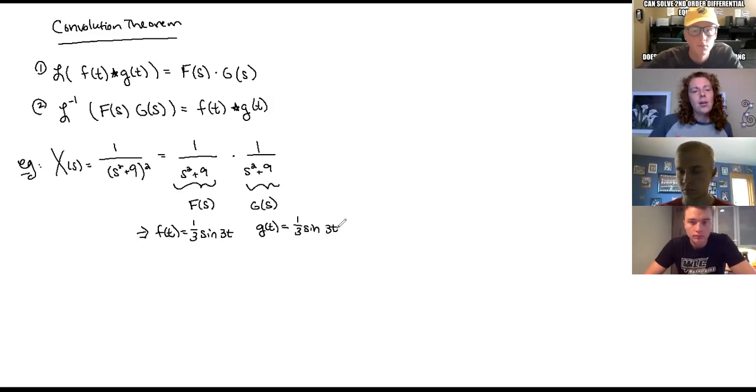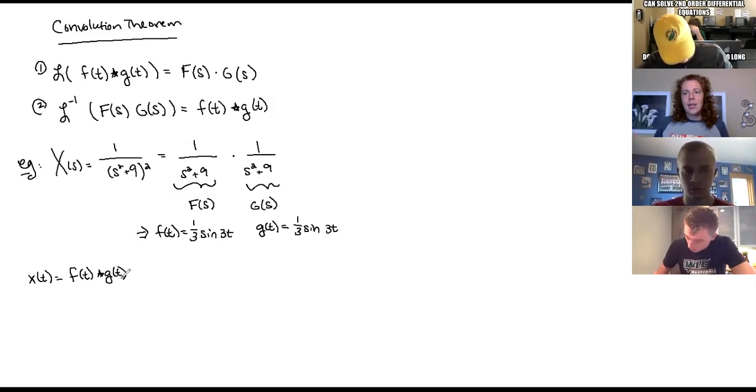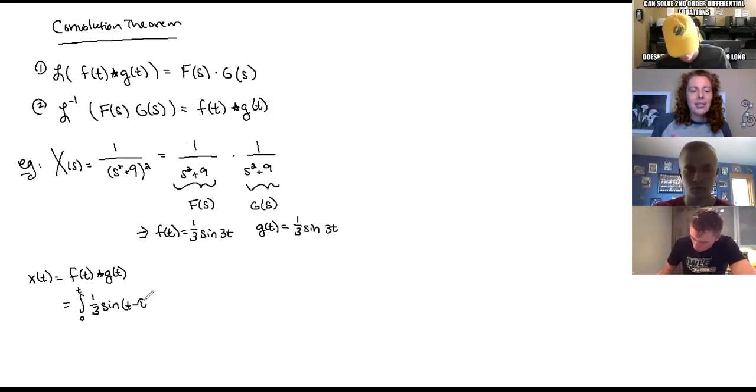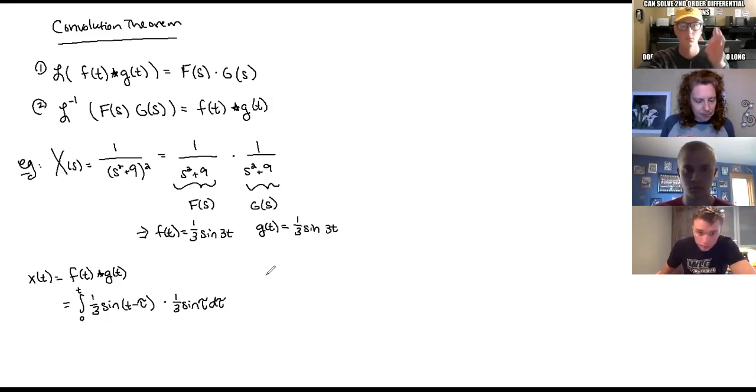I don't see any. Okay, so therefore, little x of t is the convolution of my little f of t and my little g of t. In this case, it really doesn't matter which function I plug t minus tau into because they're totally the same function. So this is going to be the integral from 0 to t of 1/3 sine of t minus tau times 1/3 sine of tau d tau. It matters not at all which function I plug my t minus tau into.